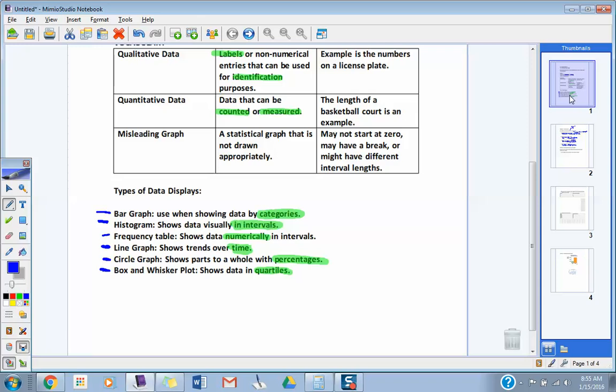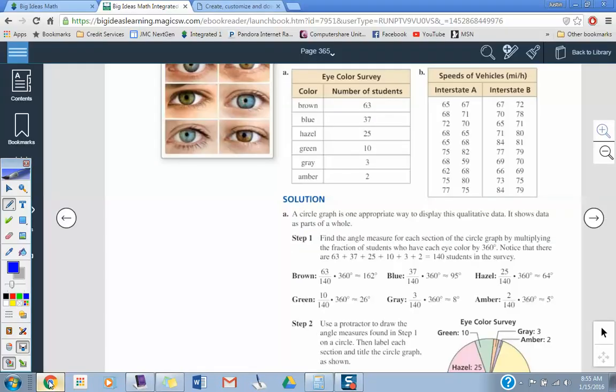Okay? Make sense, everybody? So you might want to be referring to this chart here as we go through some examples. Back here, guys, right here, they talk about example B right here. Anytime you make a comparison between two types of data right here, we have some data for interstate A and a data for interstate B.